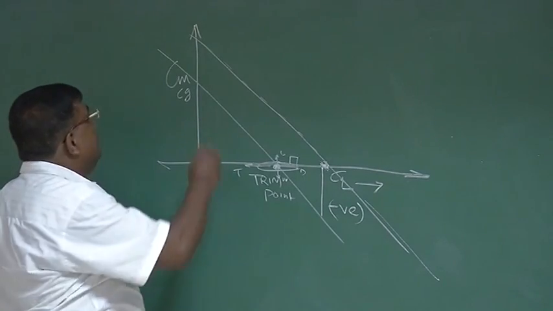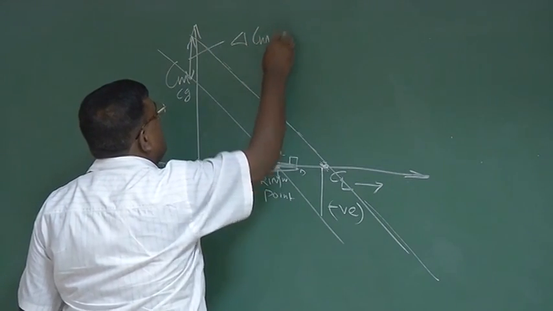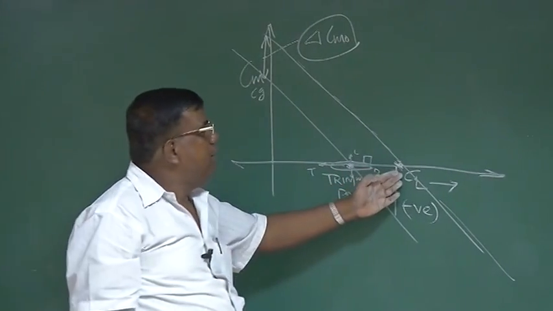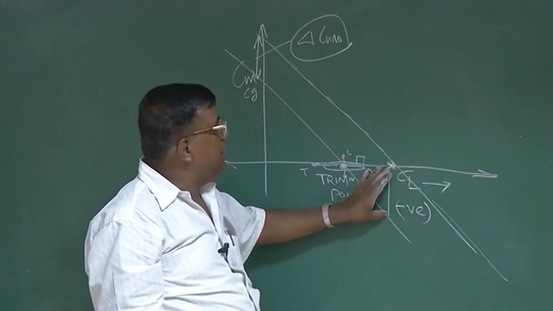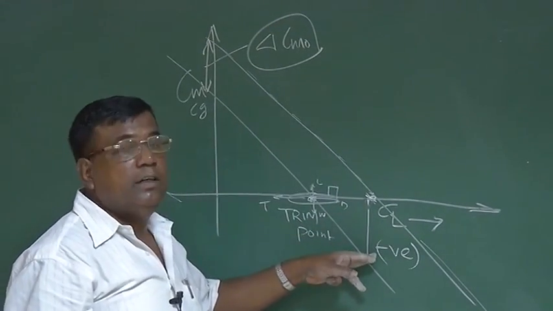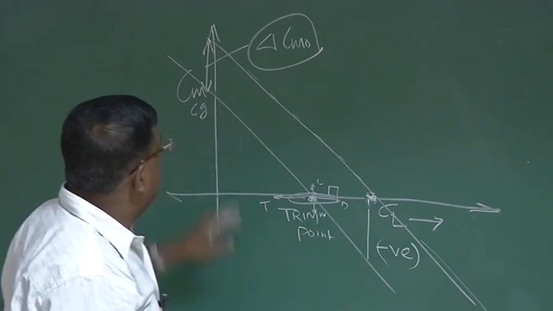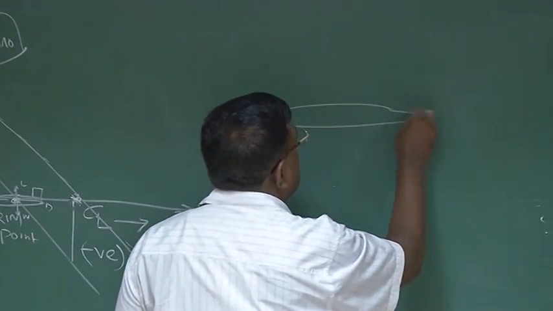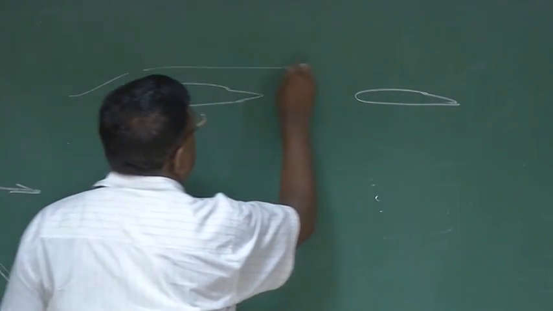So what is required is that you have to give an additional delta Cm naught. If I can generate this additional delta Cm naught, then this will become the trim point. Indirectly, whatever negative pitching moment this aircraft is giving, I need to produce a positive pitching moment to counter it, and that is this. How do I do that? How do I generate this additional moment? Let's see. This is your airplane. This is your tail. Let's see, fuselage.